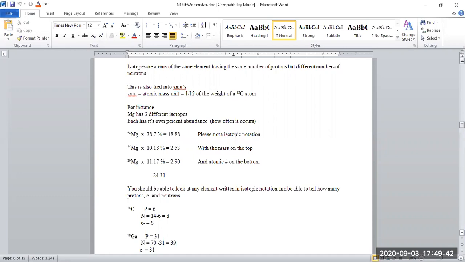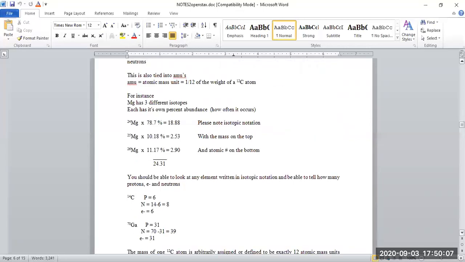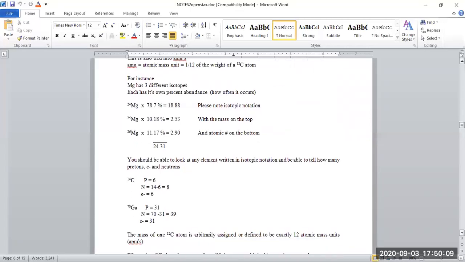Next line. If you multiply the 25 times 0.1018, you'll get 2.53. And the last one, if we multiply 26, again, we're moving our decimal place, 0.1117, you get 2.90.